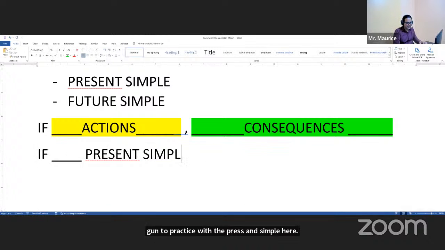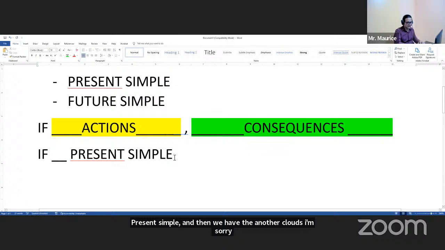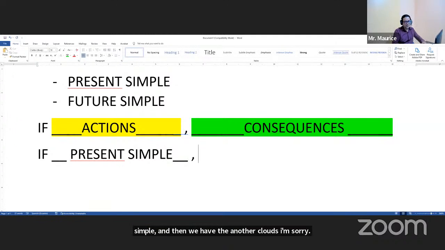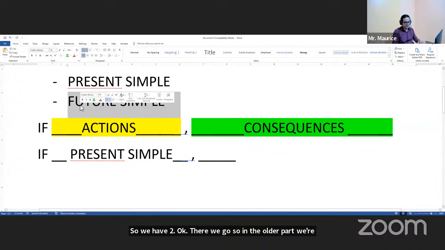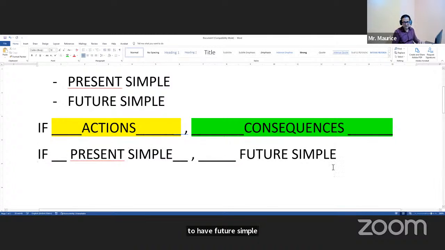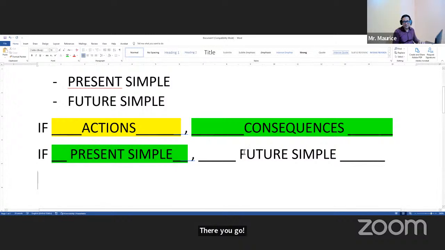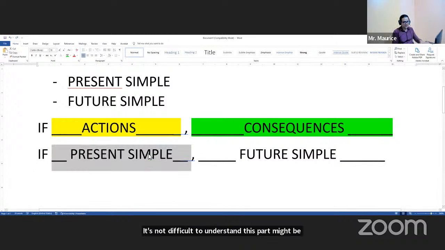And then we have the other clause. So we have two. In the other part, we're going to have future simple. It's not difficult to understand this part. Might be confused, but not difficult.